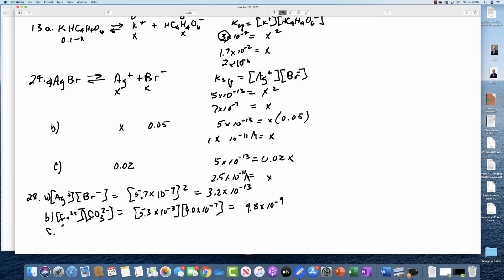Lead fluoride is going to be lead times the fluoride concentration squared. The concentration they give you for lead is 2.1 times 10 to the minus 3. And fluoride is 4.2 times 10 to the minus 3. That will be squared. So it's 3.7 times 10 to the minus 8.